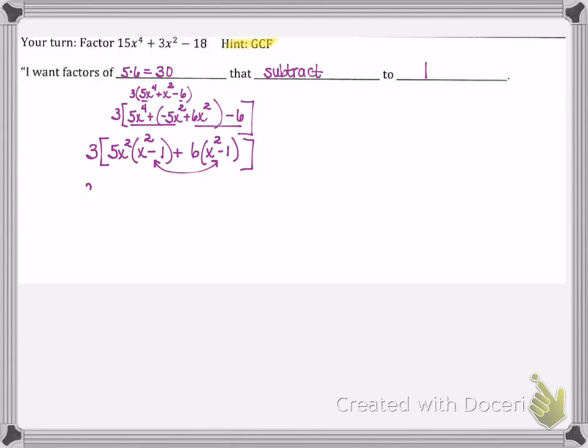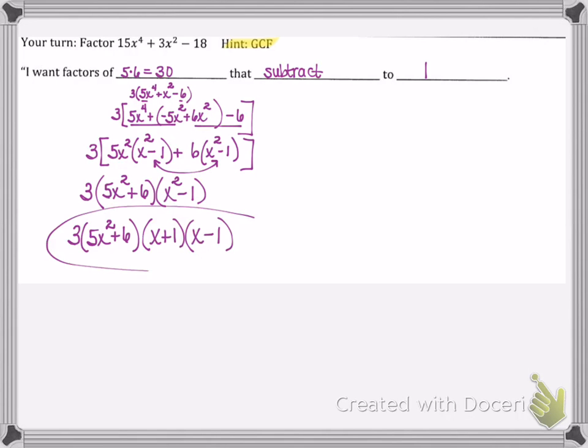So I've still got that 3 that I pulled out in the first step of factoring in front, times a 5x squared plus 6, times an x squared minus 1. But unfortunately, I'm not done because this is a difference of squares. So I can break that down even further, leaving the first two terms in my factored form alone. I can't break them down any further. But x squared minus 1 can break down into x minus 1 and x plus 1, leaving me with this whole thing for my factored form.